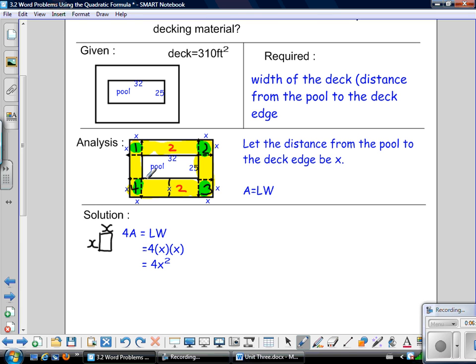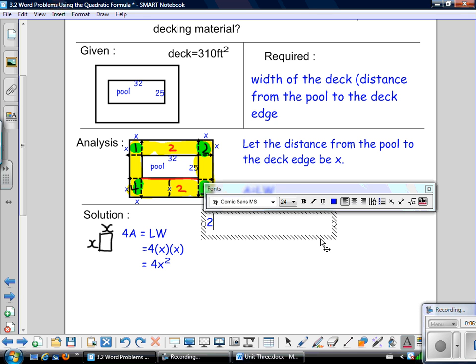They're identical. We know that the length of these is 32 feet, and we know the width is x. So we need 2 of those, so we're going to take 2 times the area of the second item, which is also going to be length times width, and we know that's going to equal 2 times the 32 times x, which would be 64x.